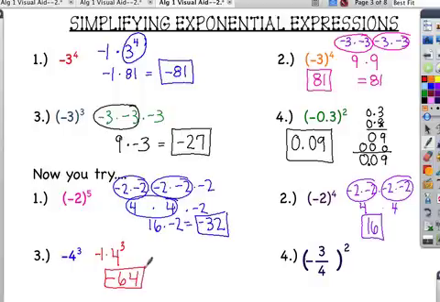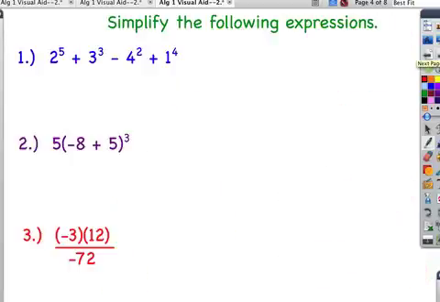Number 4, I'll have negative 3/4 times negative 3/4, which is going to give me a positive answer. 3/4 times 3/4 equals 9/16. So I get positive 9/16. Simplify the following expressions. Try these questions on your own and see how you do. So pause the screen and resume when you're ready.